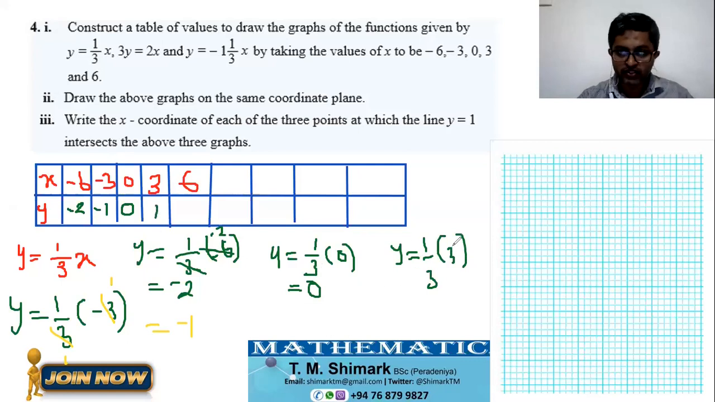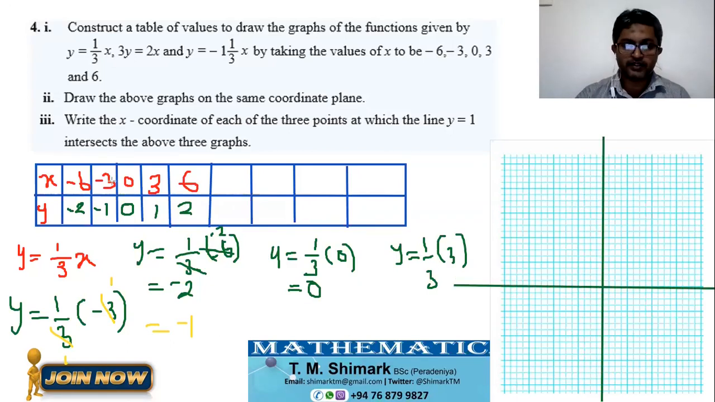And if you substitute 6, it's going to be 2, right? So I got this equation. I can draw this one now. I'll first draw the x-axis and y-axis. We'll draw this. Okay, just mark the numbers first.